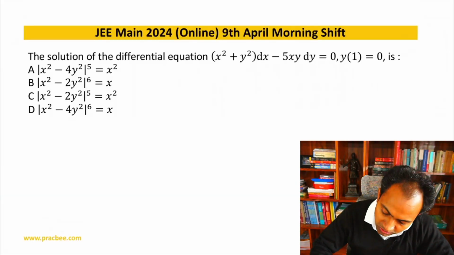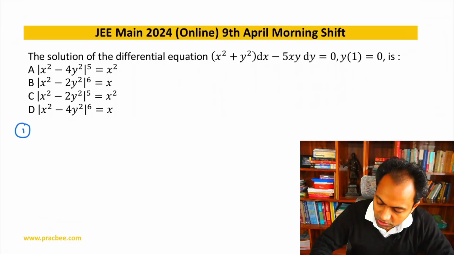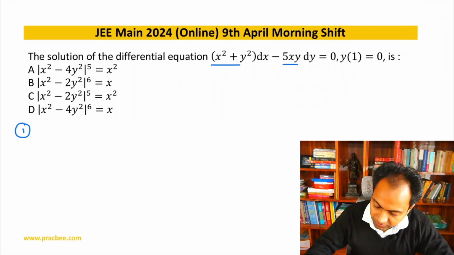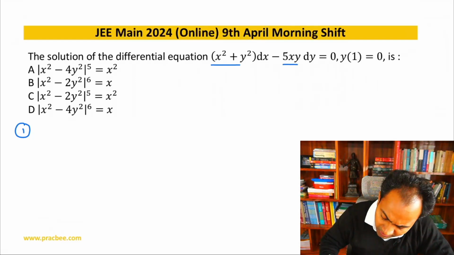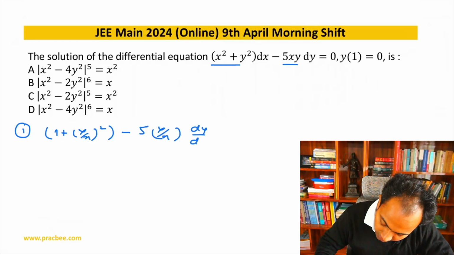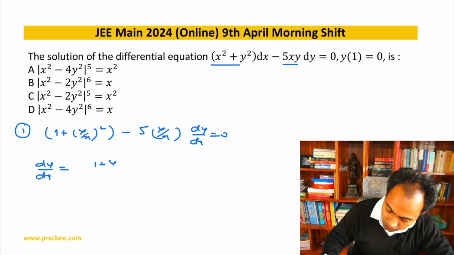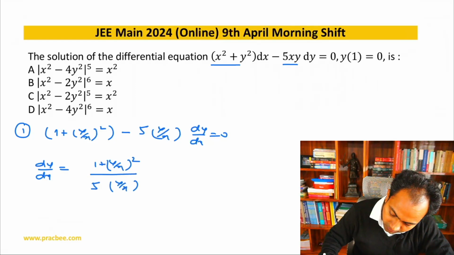If I look into this question, again we are going to implement the same steps because we have observed that this is nothing but a homogeneous form. The powers of x and y will add up in every term, 2, 2. Once you have observed that, the first step should be to divide by x square. And also divide by dx. So this will become 5 times y by x dy by dx is equal to 0, and I can simplify and write it further as dy by dx is equal to 1 plus y by x whole square by 5 times y by x.